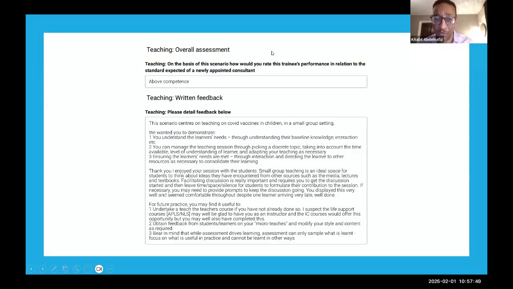So that's basically it. Teaching is one of the straightforward ones. All you need to do is to be yourself, to be structured, to summarize at the end, and all of the points will be in your pocket.